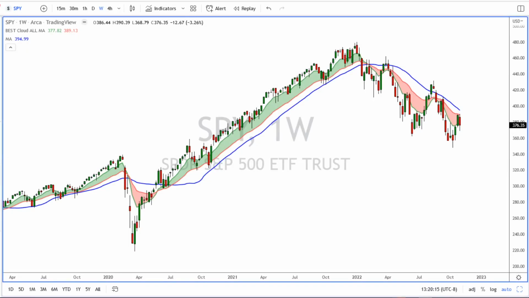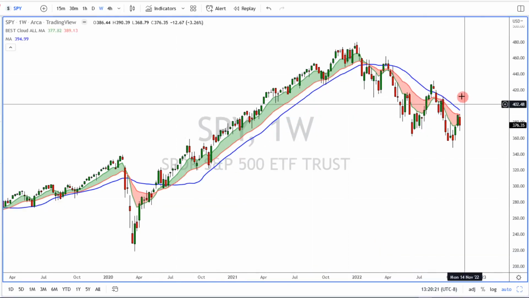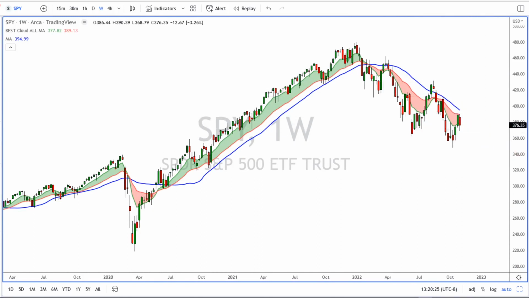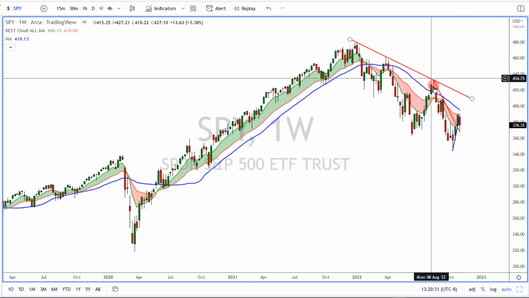We're going to start off with the weekly price chart of the SPY. As you can see, just from the moving average here, the trend is down. And looking at this trend line as well, you also see that we're seeing a lower high.